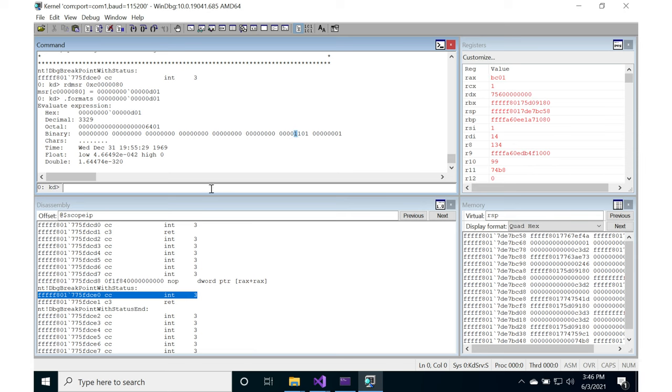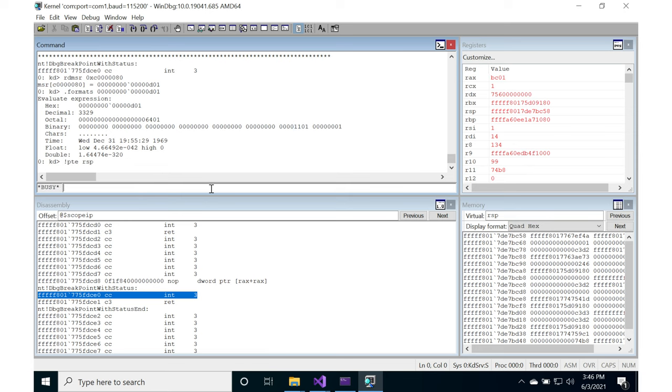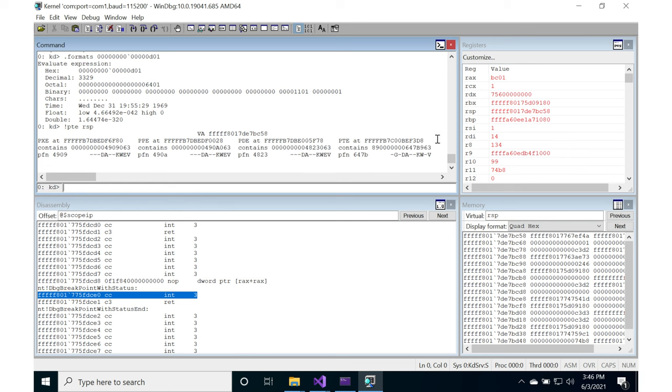Now, is our stack in the kernel non-executable? So we can just go ahead and do PTE RSP. And if we look at the last entry, we see that the E for execute is not set. We can see that higher pages have execute, so that does not have the NX bit set.